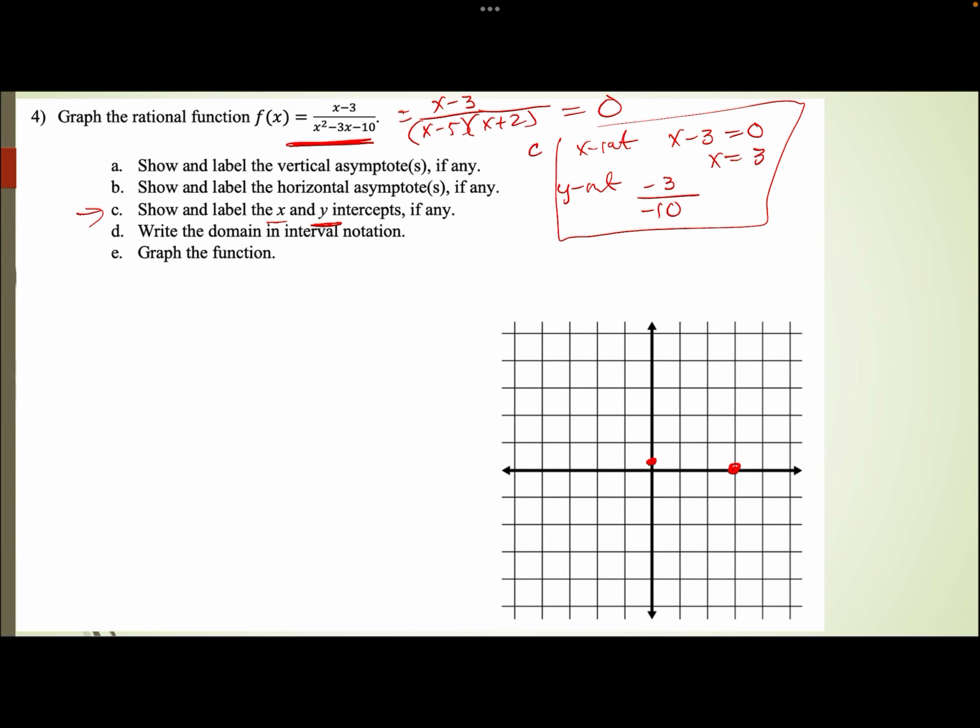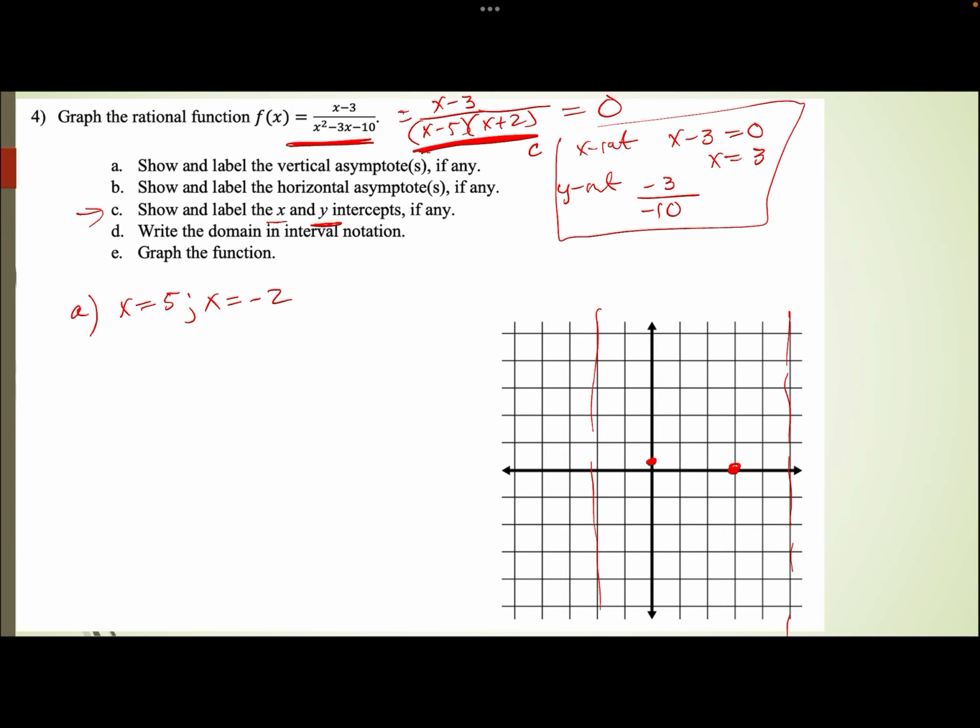Then it asks me to find the vertical asymptotes. If you look on your paper, it says make the denominator 0. So my vertical asymptotes are x equals 5 and x equals negative 2. Remember, it's x minus 5 equals 0, so it's 5, and x plus 2 is 0, so it's negative 2. So I put those on here. My asymptotes are vertical because they're x equals.